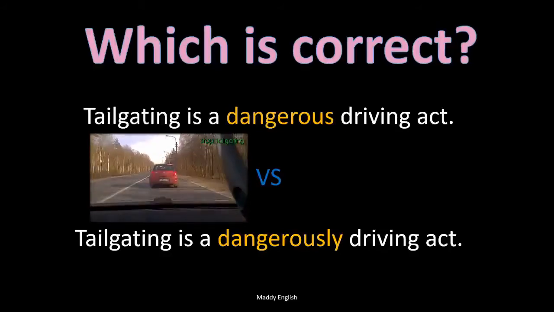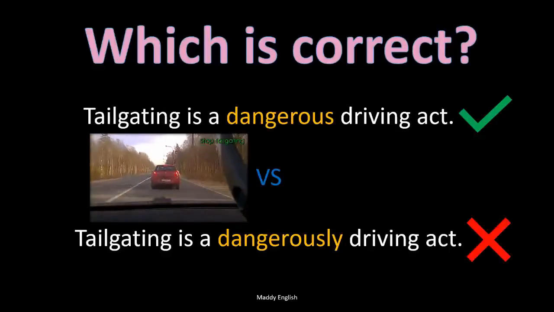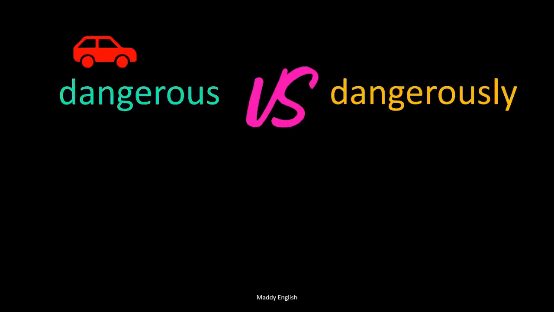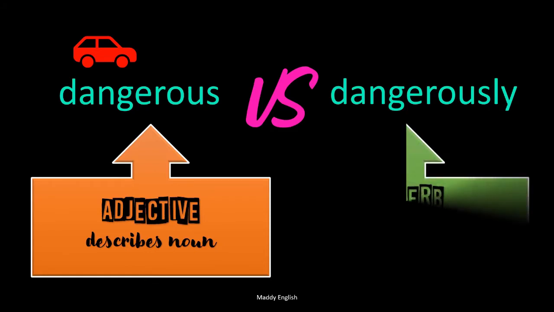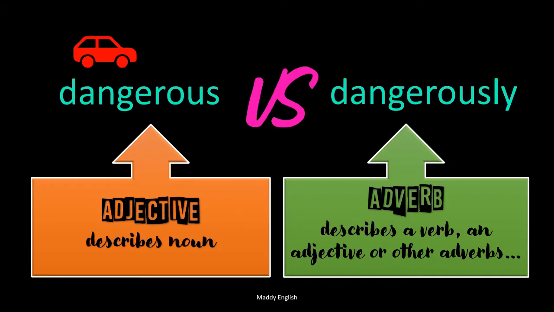Yes, the correct answer is: tailgating is a dangerous driving act. Wonder why the answer is dangerous instead of dangerously? Here is the explanation. Dangerous is an adjective. Adjectives are used to describe nouns. On the contrary, dangerously is an adverb, which is used to describe a verb, an adjective, or other adverbs.